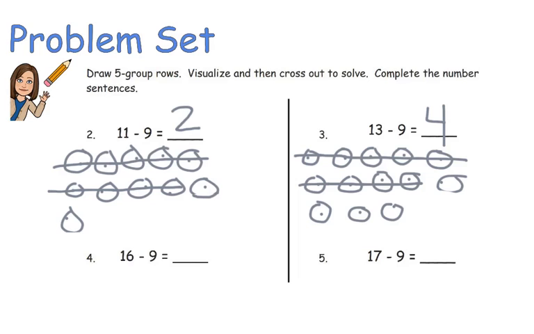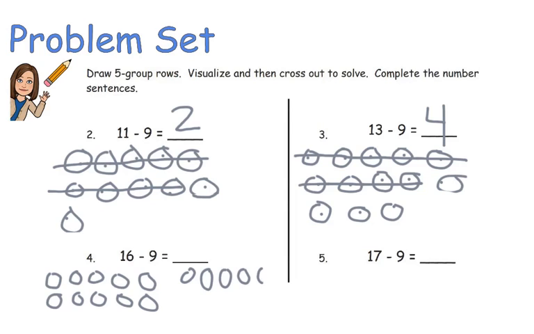So, let's see. This one says 16 minus 9. So again, I'll draw 16 circles. 1, 2, 3, 4, 5, 6, 7, 8, 9, 10. I ran out of room, so I'm going on the side. 11, 12, 13, 14, 15, 16. Okay. Again, we're going to take away 9. We're going to cross off 9 because it says take away 9 in our problem. And we're going to count the number that's left.